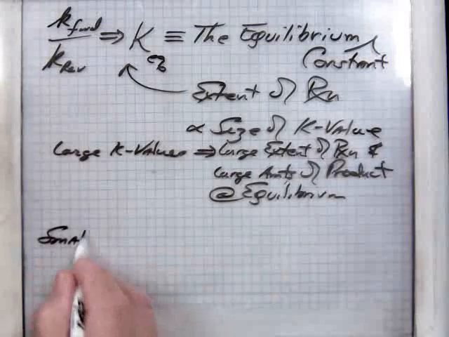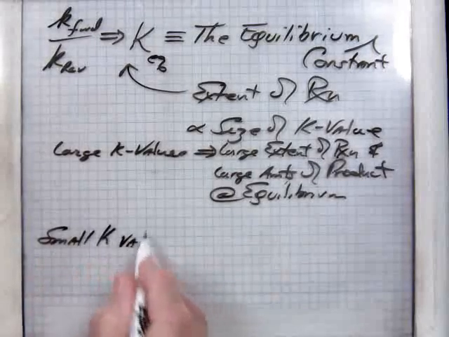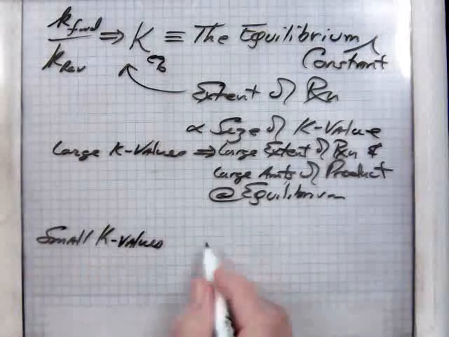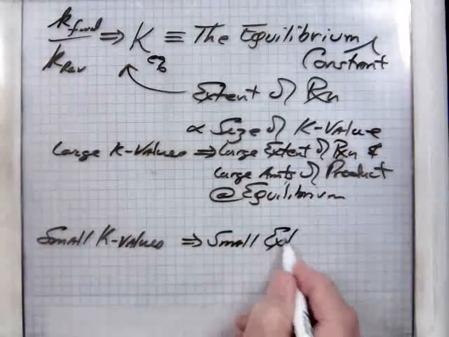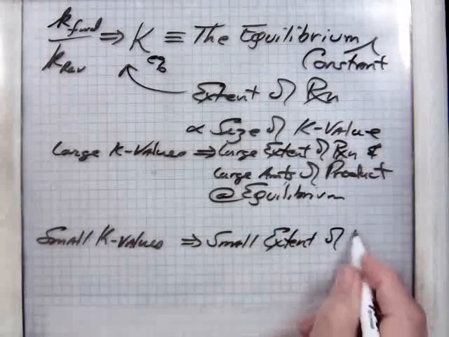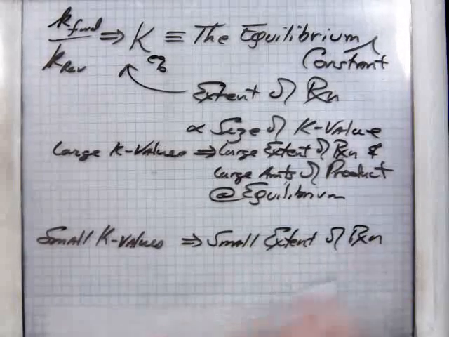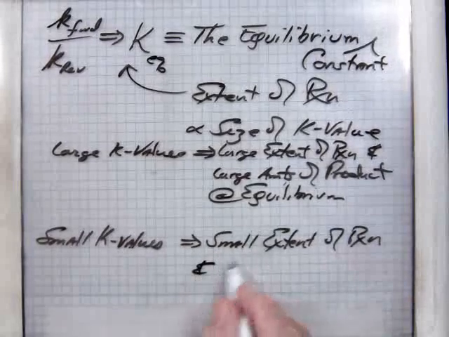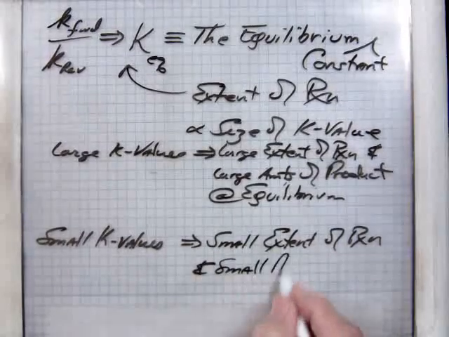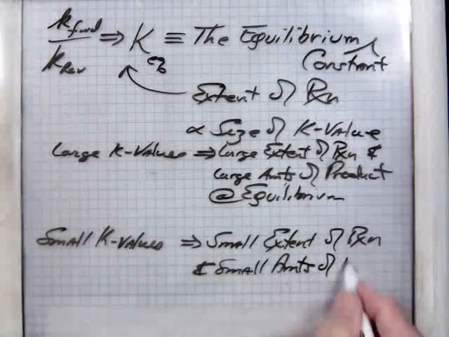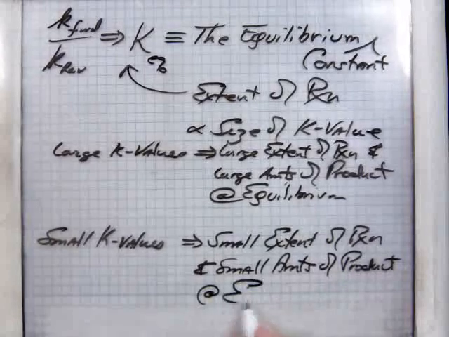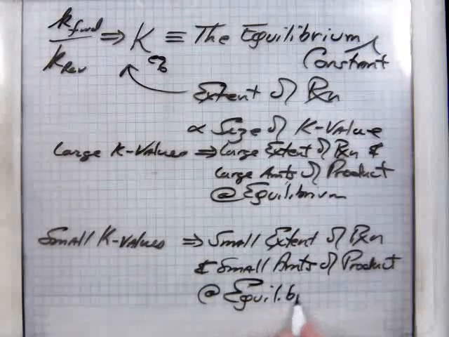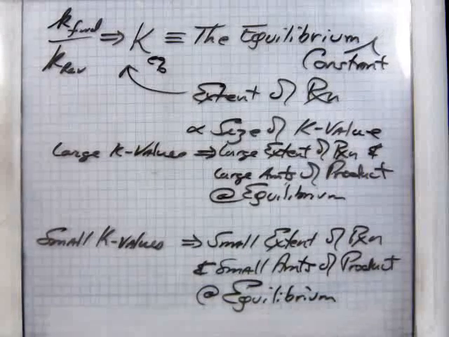Small K values give you small extents of reaction and small amounts of product at equilibrium. And that's what it is describing.